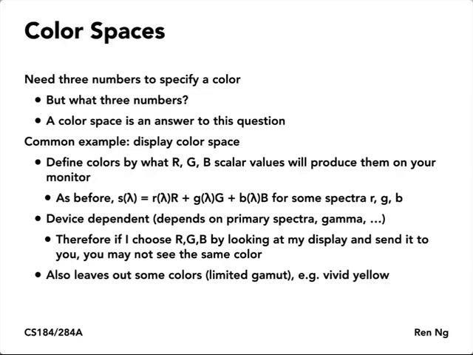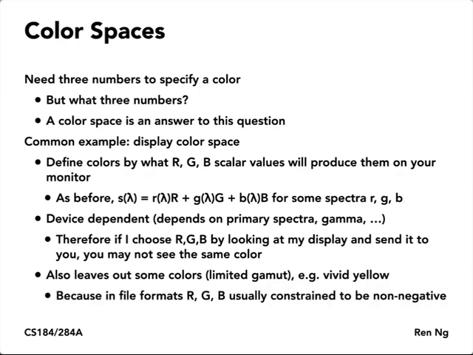Okay, so, sorry, let me keep going. I missed a couple of key points here I need to make. So for a specific display color space, we might also leave out some colors. There might be a limited gamut because the physical display will have a limited gamut. So for example, vivid yellow is an example that we looked at physically before. And this is because in file formats, the RGB or whatever the 3 numbers are usually constrained to be non-negative.